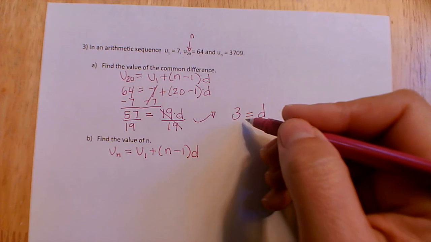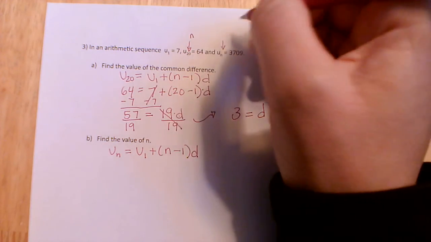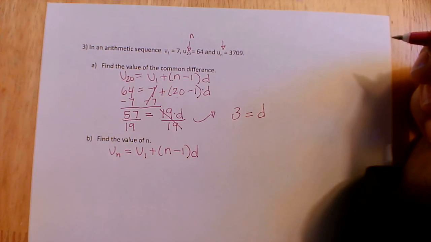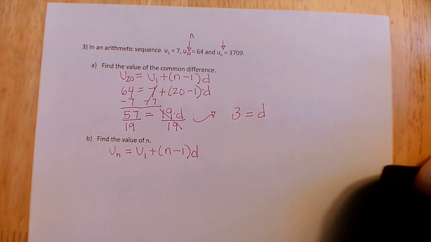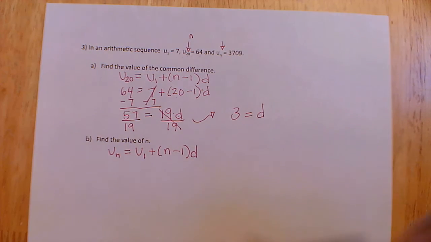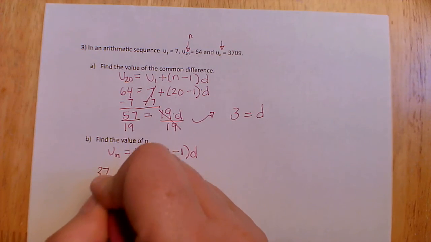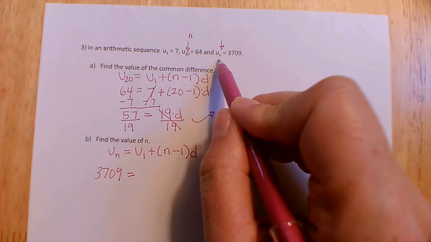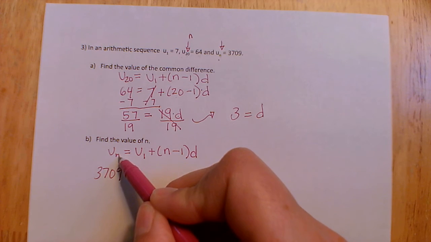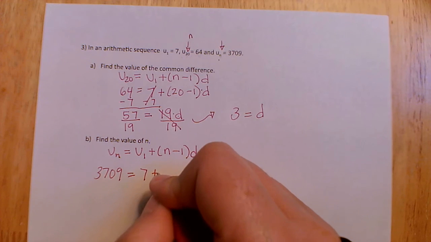Now that we have our common difference of 3, they want you to find the value of n. They want to know, what spot does 3,709 sit? Where is it? Is it the 22nd term? I don't think so. Is it the 100th term? I don't know. 500? 1,504th term? We don't know. Let's figure it out. So we have our u sub n, which is 3,709. They told us that right here, so we can substitute 3,709.